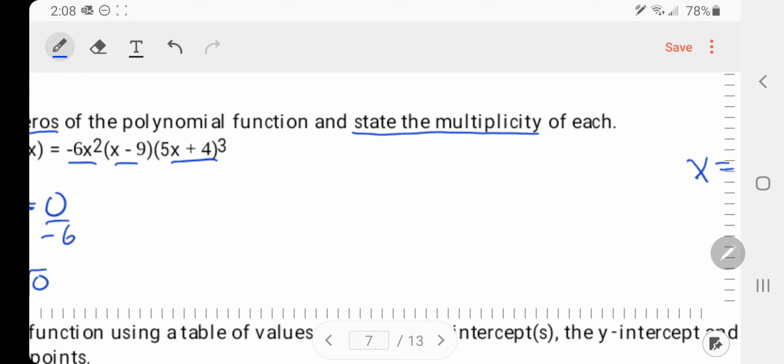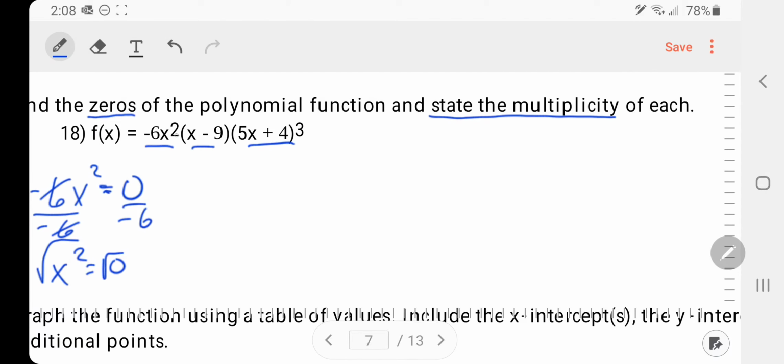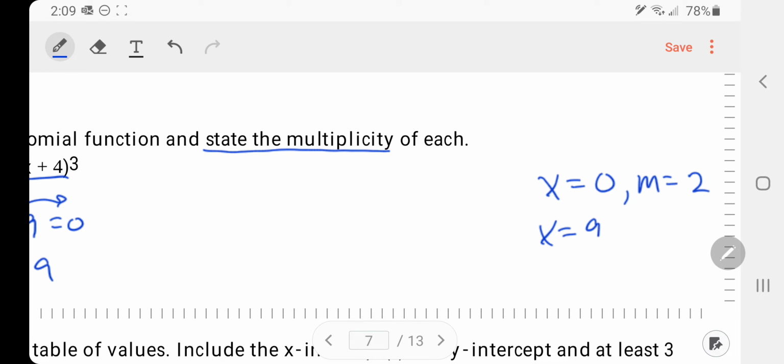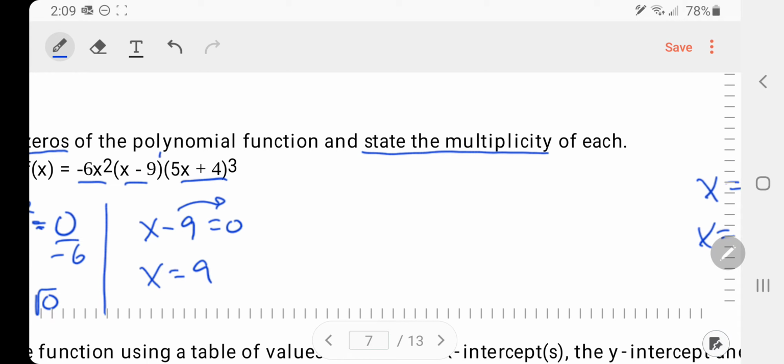And if you're wondering, how did you know that? The multiplicity is the power of the factor. So whatever the exponent was on that factor, that is the multiplicity. Okay, next. X minus 9, next factor equal to 0. Moving the minus 9 over gives us x equal 9. So x equal 9, multiplicity 1, because the factor had a 1 for a power.